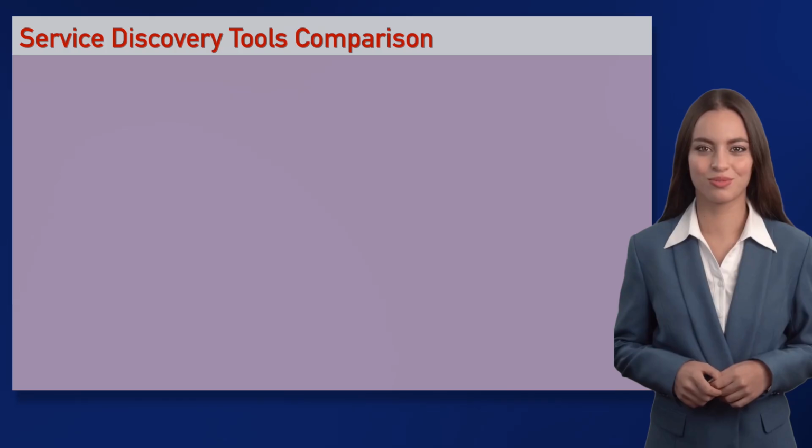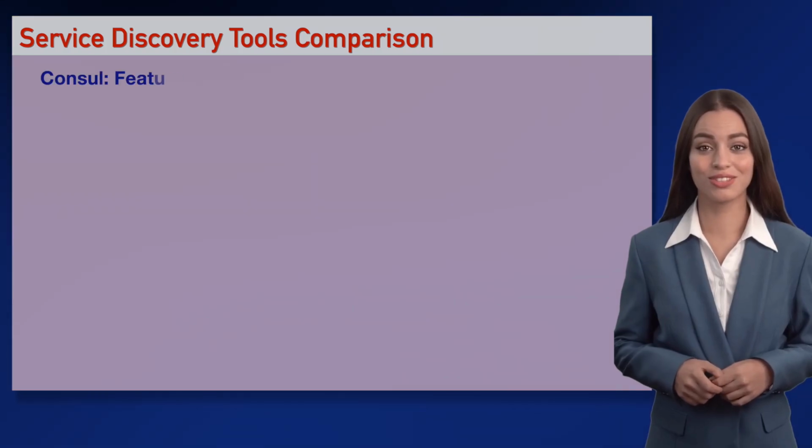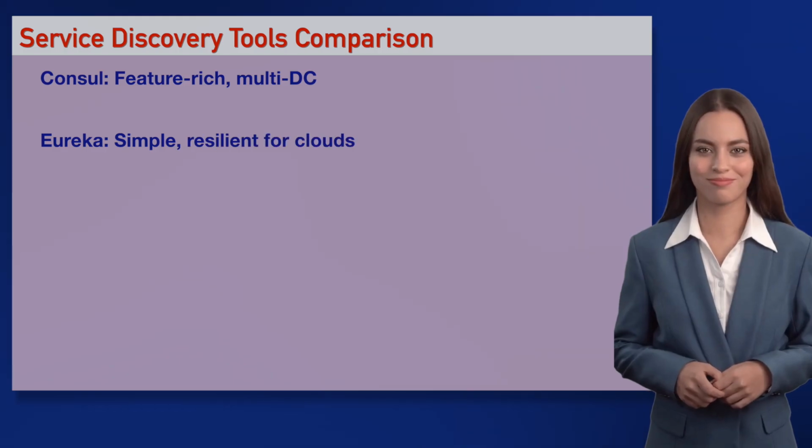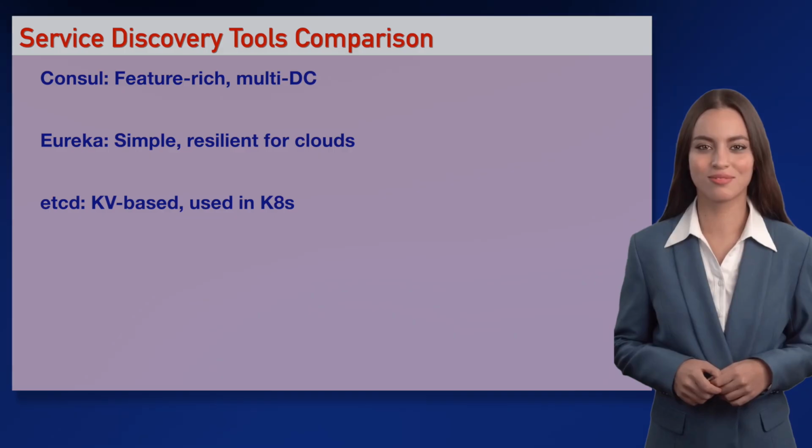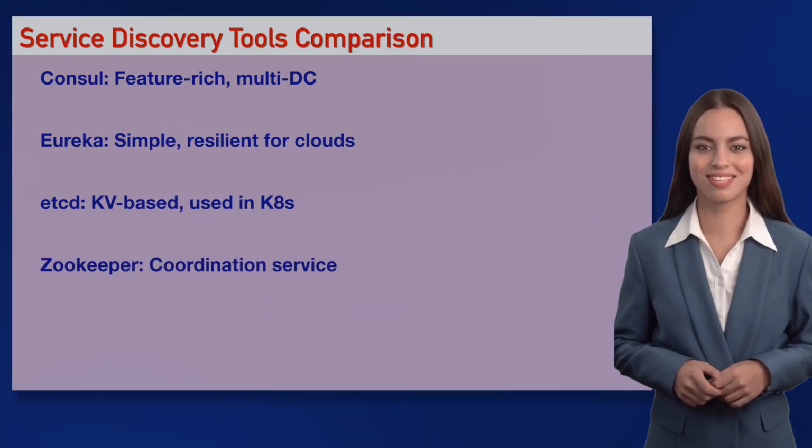Service discovery tools comparison. Consul is feature-rich with built-in mesh and multi-data center support. Eureka is simple and resilient, optimized for cloudy environments. etcd is a distributed KV store often used for discovery in Kubernetes. Zookeeper provides coordination for discovery in big data stacks.